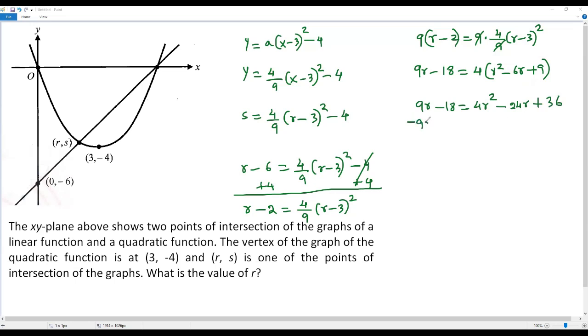Okay, now let me subtract 9r from both sides. Let me do it, and also let me add 18 to both sides. So when I do so, this positive 9r negative 9r will cancel out, and negative 18 positive 18 will cancel. We get 0 on the left side.